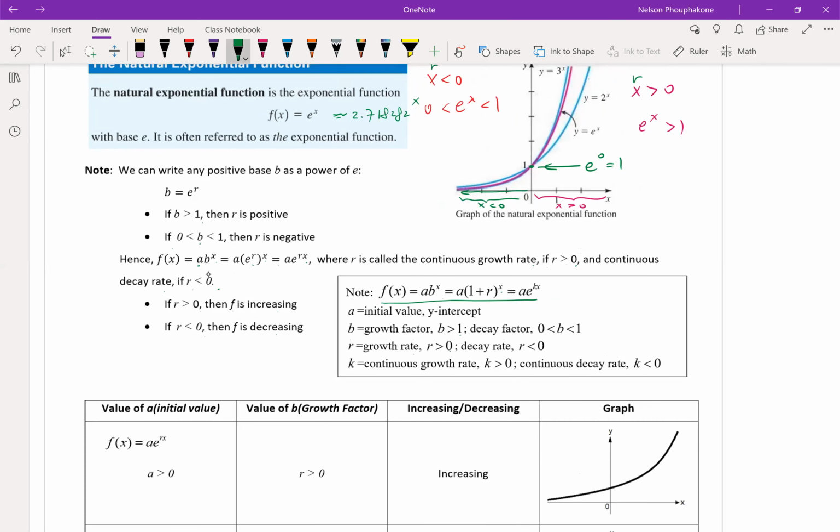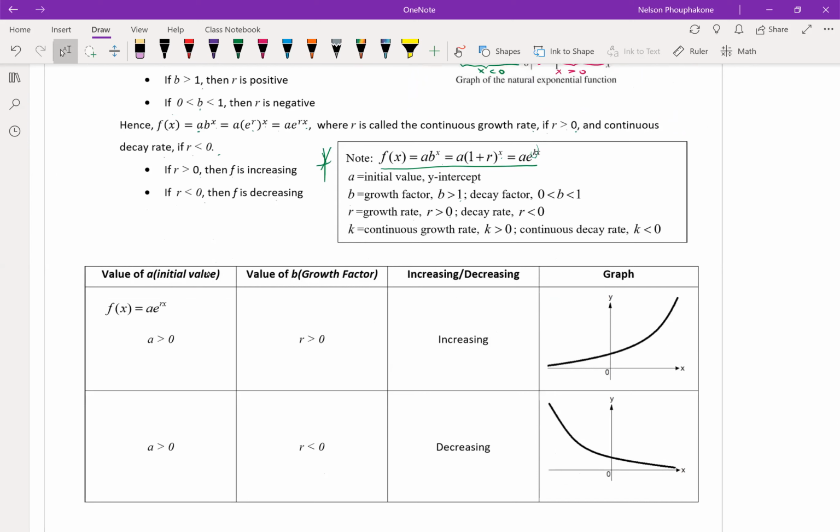k is the one that relates to e to the kt. k is what we call the continuous growth rate if k is greater than 0, and continuous decay rate when k is less than 0. So here, this is the vocabulary that you should know.